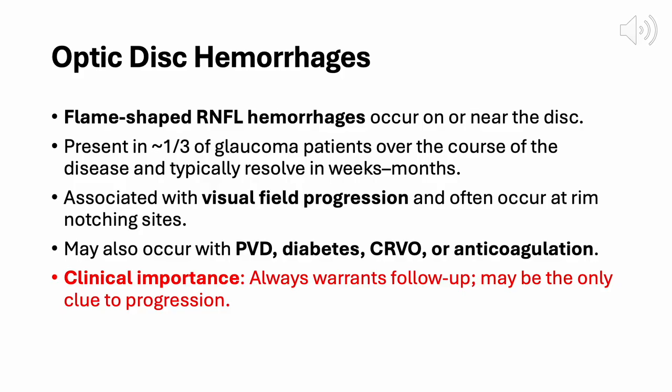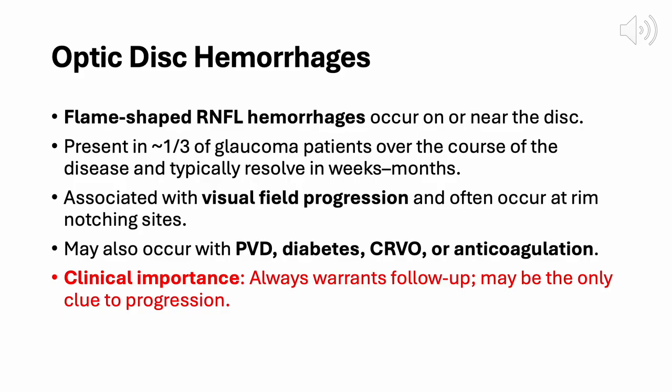These are typically flame-shaped RNFL hemorrhages that occur on or near the optic disc. They're seen in about a third of glaucoma patients at some point during their disease course. Importantly, they tend to resolve spontaneously over a period of weeks to months, which makes them easy to miss if we aren't vigilant. But don't let their transient nature fool you. Optic disc hemorrhages are strongly associated with visual field progression, particularly when they occur at the sites of rim notching. In some cases, they may be the only clinical clue that a patient's glaucoma is worsening.